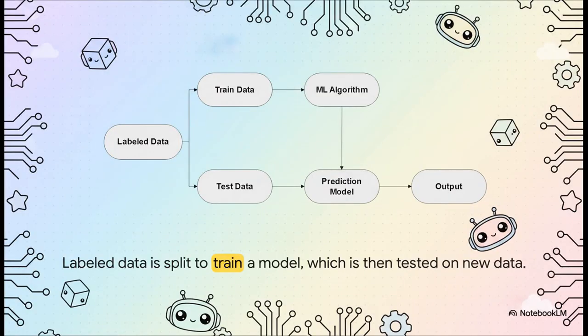And the process itself is actually pretty straightforward. You take all that labeled data and you split it into two piles. You use the bigger pile, the training data, to teach the model. Then you use the smaller pile, the test data, to quiz it on stuff it's never seen before. Because here's the key. The goal isn't just to memorize the training set. The goal is to learn the underlying patterns well enough to make good predictions on brand new data.